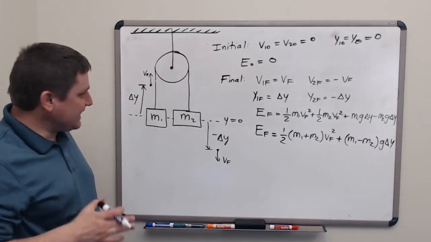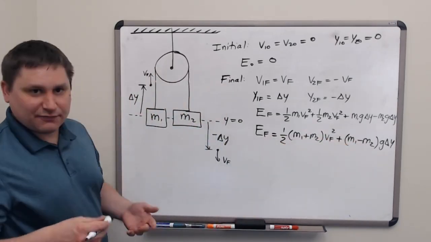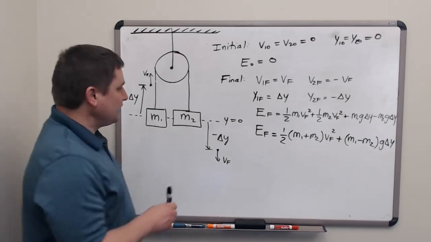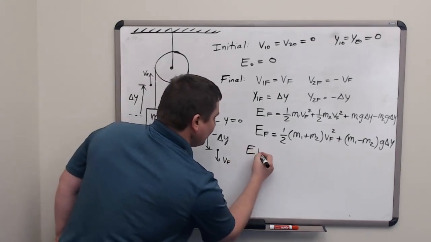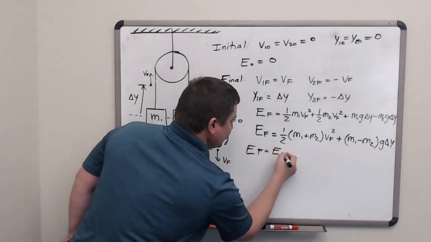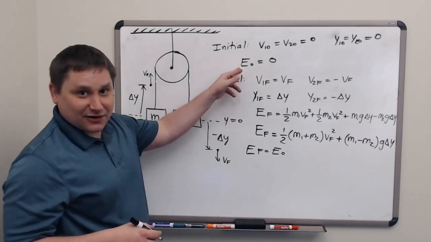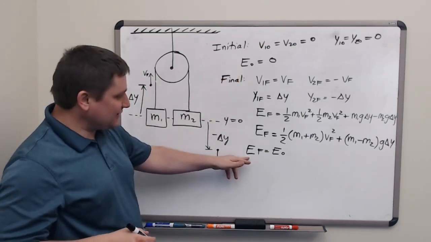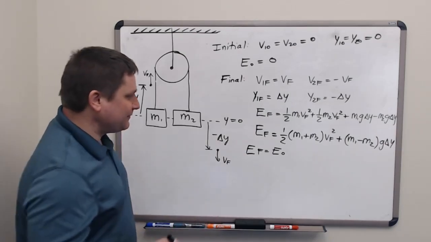Now if I want to relate VF and delta Y to each other, I can do so by using the principle of conservation of energy. There is no friction in this system, so therefore the final energy EF and the initial energy E0 are equal. E0 was 0, so EF is 0 at all times.